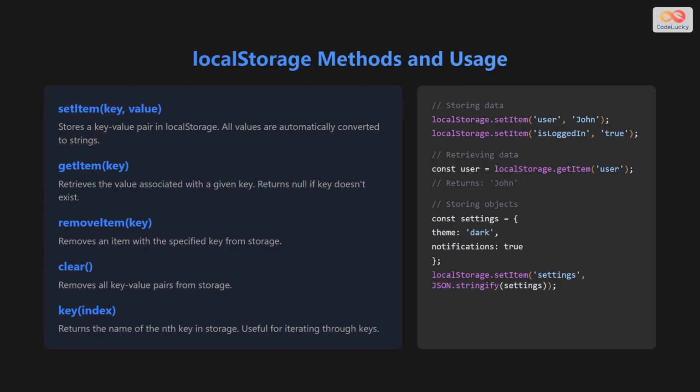The key method returns the name of the nth key in storage, which is particularly useful for iterating through stored keys. To store data, use localStorage.setItem, passing a key such as user and the value. To retrieve data, use localStorage.getItem, passing the key. Note that local storage can only store strings. To store objects, you must first serialize the object using JavaScript Object Notation stringify, and then store that in the local storage.